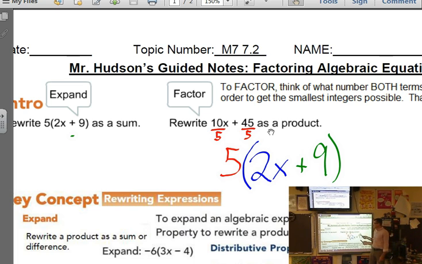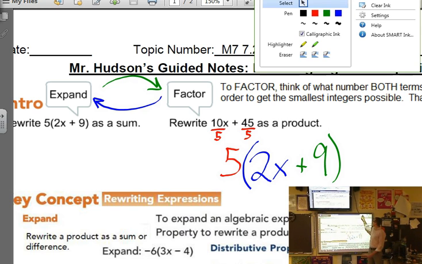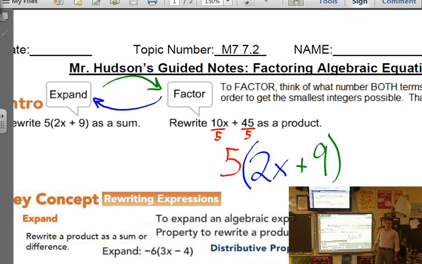Any questions on this process? So we are going to move quickly through this lesson. Please slow me down if I'm moving too fast.